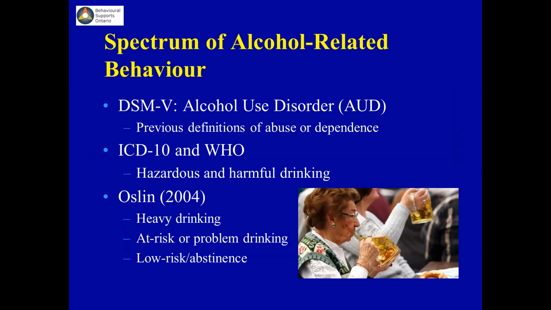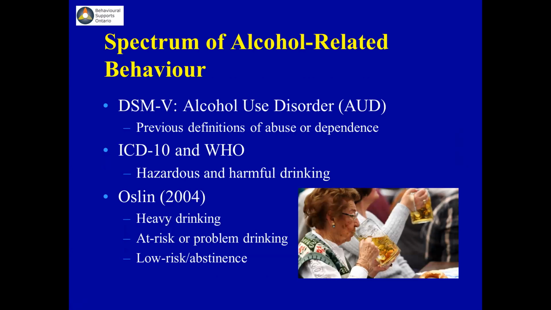When we talk about alcohol-related behavior, obviously there's a spectrum. On the one hand, we have clinical psychiatric criteria for something like an alcohol use disorder. Previous definitions in DSM-4 looked at abuse and dependence. The DSM-5 looks at severity level, but generally still maps onto similar definitions.